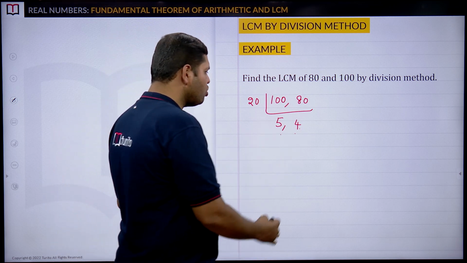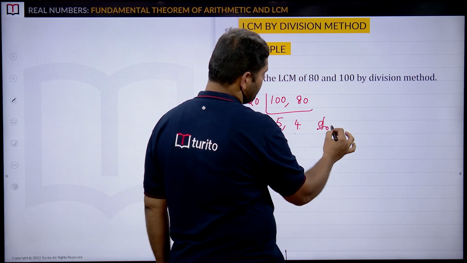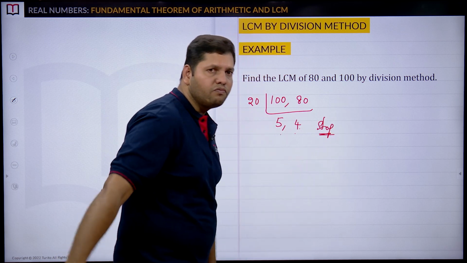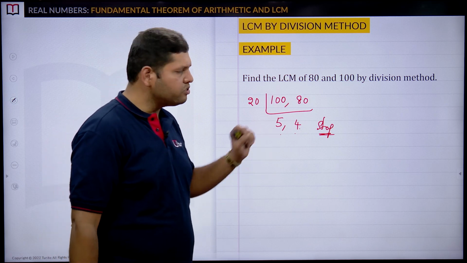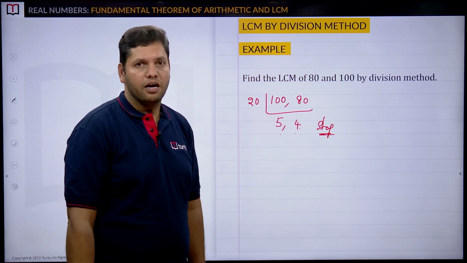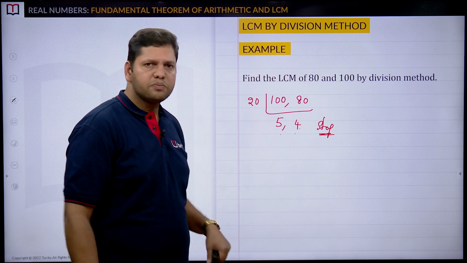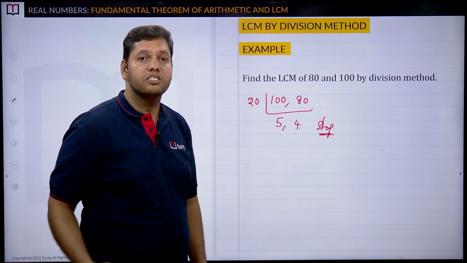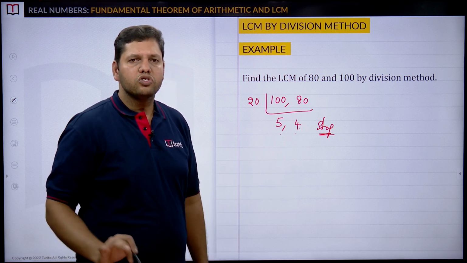So what I am doing, I am stopping here only. I am not moving forward. Because both the numbers are co-prime numbers, isn't it? So co-prime numbers means there is no common divisor, yes or no? So we can stop here only.